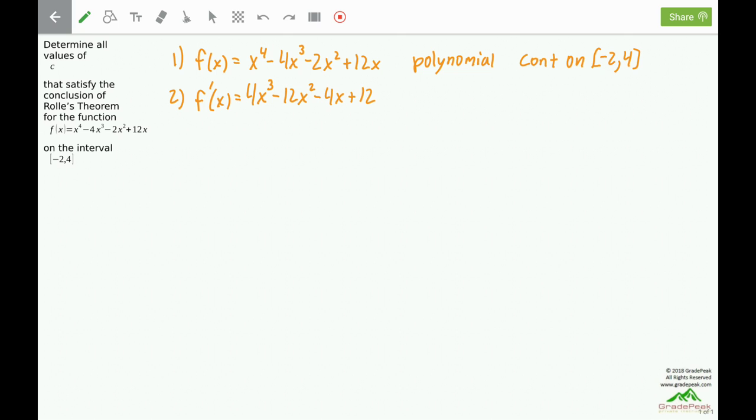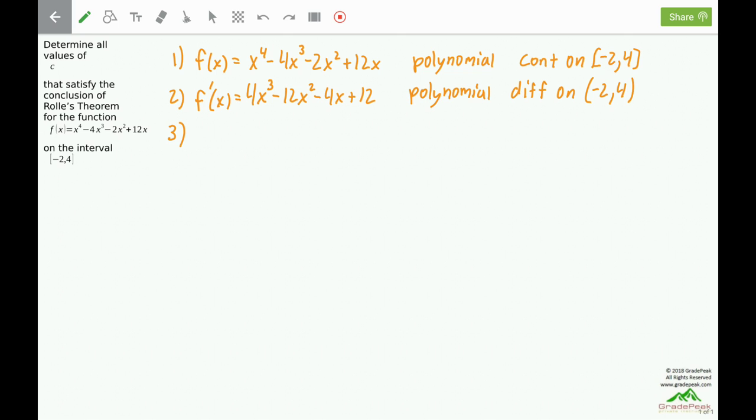Well, 4x cubed minus 12x squared minus 4x plus 12 is also a polynomial and is therefore continuous on any interval, so it will be continuous. It's called differentiable on the open interval. Open means it does not include the endpoints, indicated by the round brackets on the endpoints, because a function is never differentiable on its endpoints. So this is always on the open interval here. Condition 2 is met.